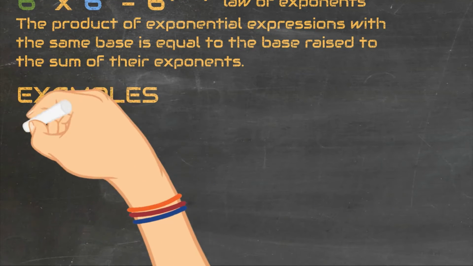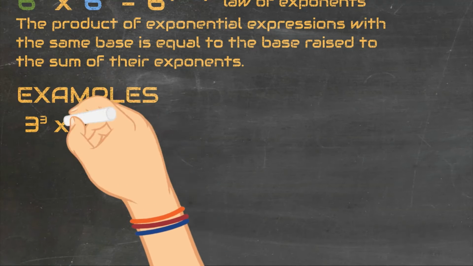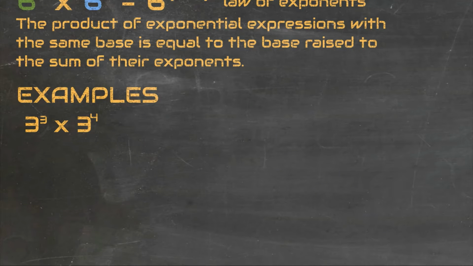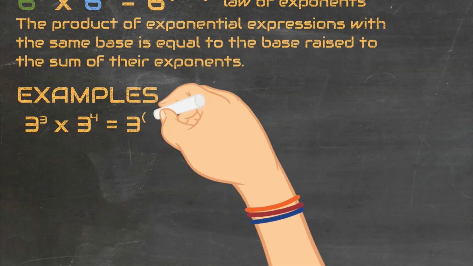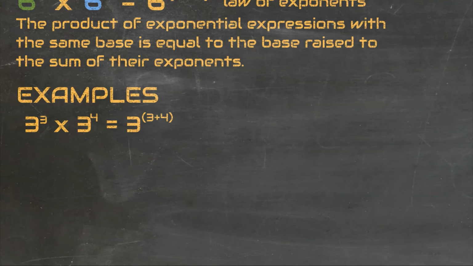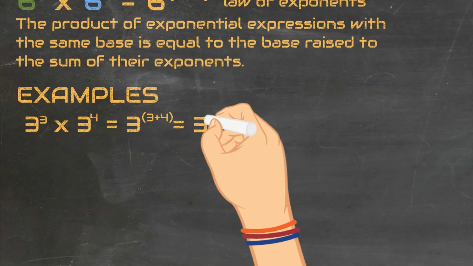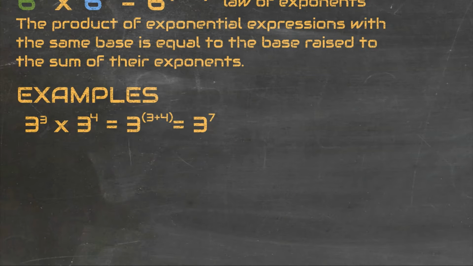Examples: 3 cubed times 3 to the 4th power. 3 cubed times 3 to the 4th power is equal to 3 raised to the power of 3 plus 4. 3 plus 4 equals 7. 3 cubed times 3 to the 4th power is therefore equal to 3 to the 7th power.